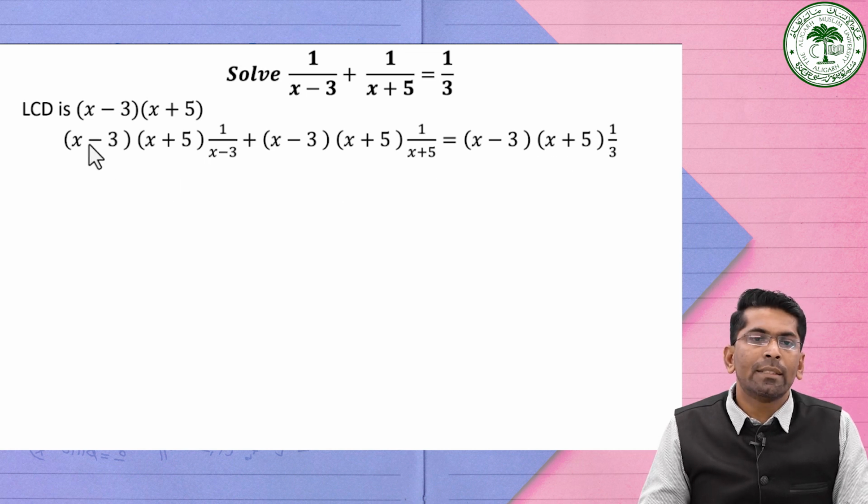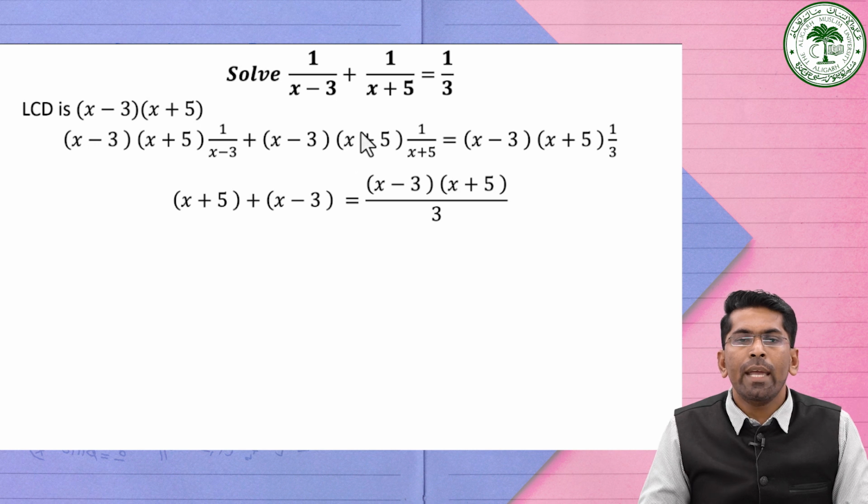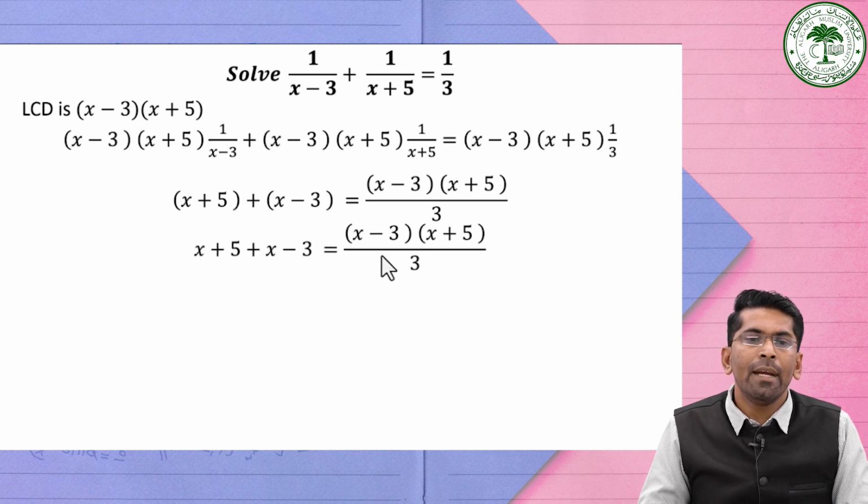Here x minus 3 will be cancelled out. What is remaining? 1 into x plus 5, which is x plus 5. Here x plus 5 will be cancelled out. What is remaining here? It is 1 into x minus 3, so it will become x minus 3. Then here it is x minus 3 into x plus 5 divided by 3. If you go for simplifying it, then by removing the bracket, we can write x plus 5 plus x minus 3, which is equal to x minus 3 into x plus 5 divided by 3.